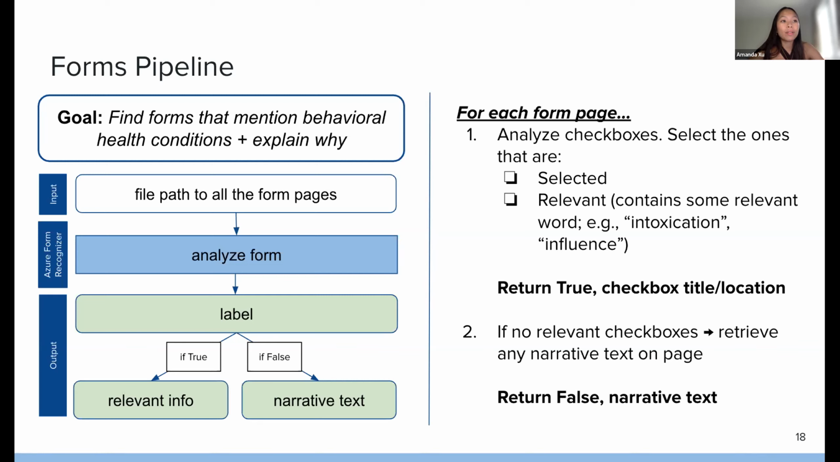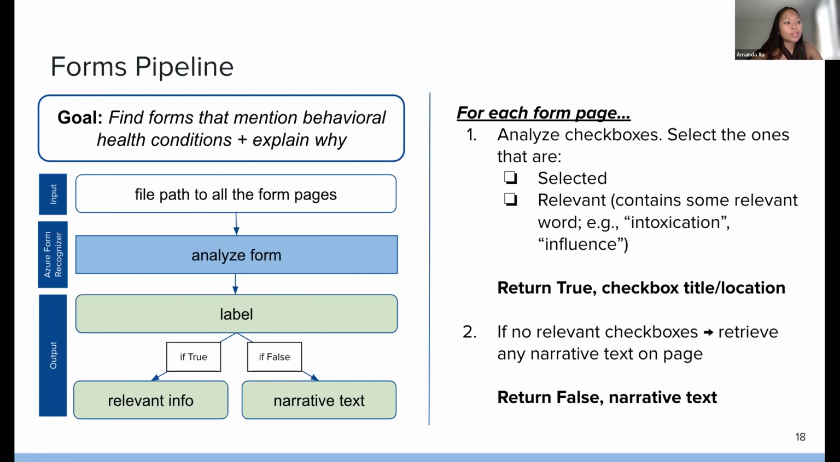And we determine relevance by whether or not there's some sort of mention of behavioral health condition words, such as intoxication or influence. Once we have a label, so if there are relevant checkboxes that have been detected and are selected, then the label is true and will output the relevant information, such as what text our partners can scan for and which page it might be on in the document.